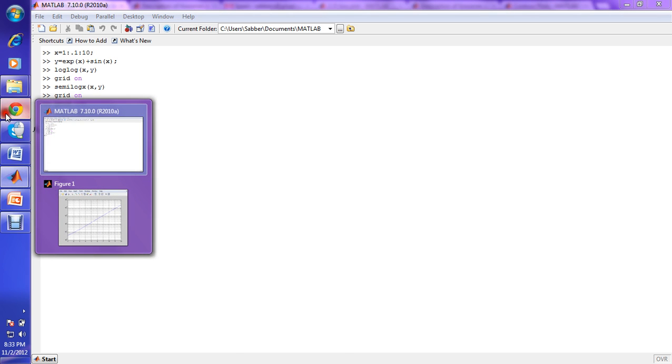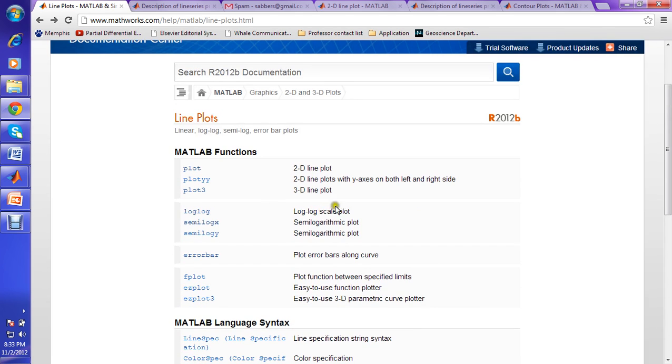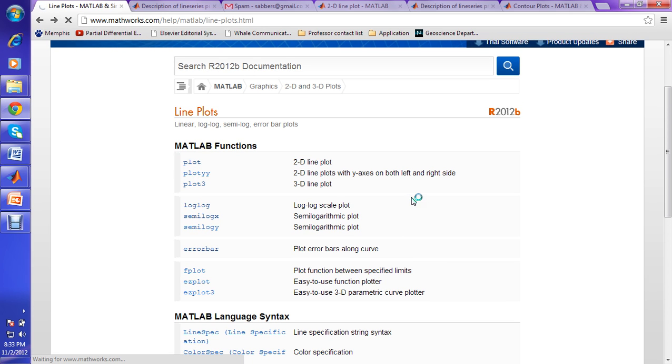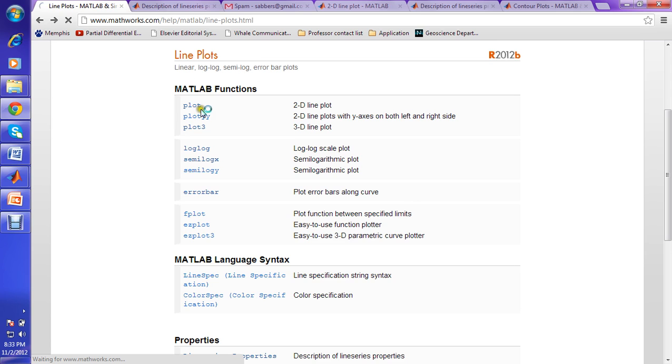Okay, so let's get back to the Matlab documentation on mathworks.com. These are the functions we have learned, the very basic functions here. Plot for the 2D line plot, and plot3 for the 3D line plot, and I'm going to show you other functions in 3D line plot as well. Sometimes I have a very slow internet connection, that's why it doesn't work properly.